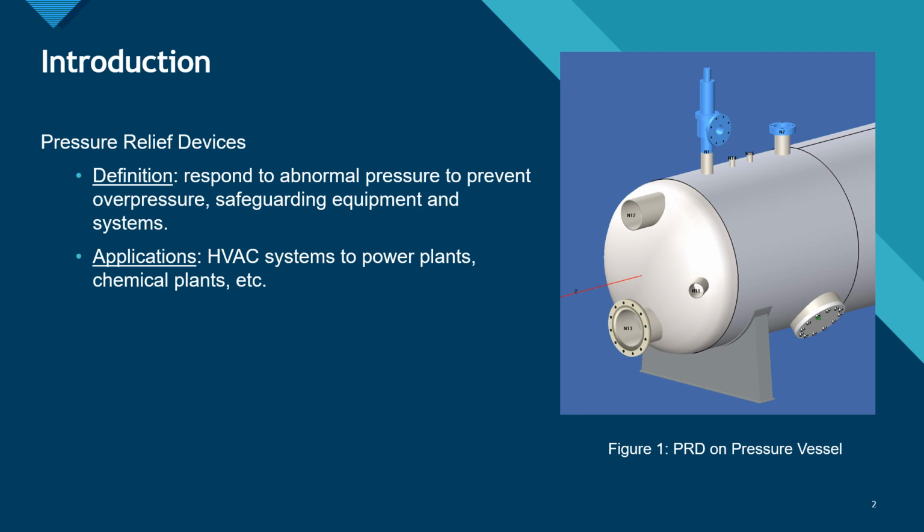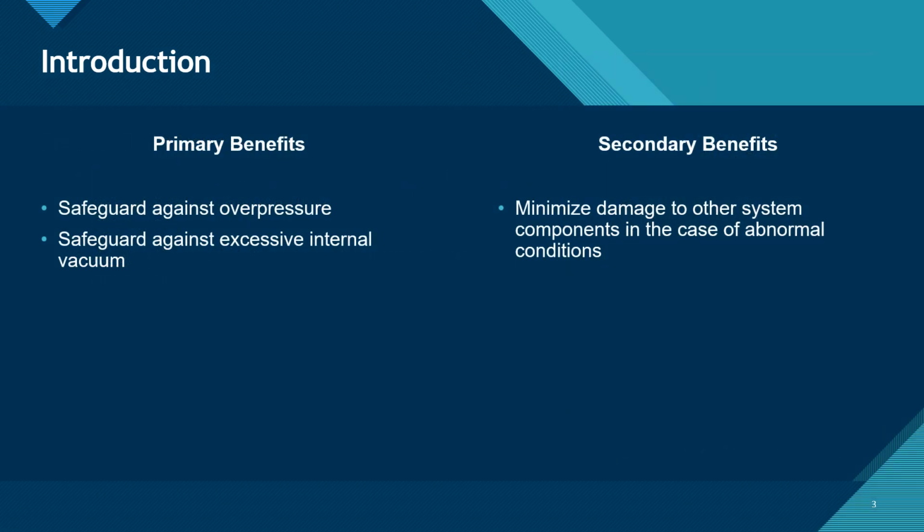By definition, pressure relief devices respond to abnormal pressure to prevent overpressure, which safeguards equipment and systems. Applications for pressure relief devices include HVAC systems, all the way to power plants, chemical plants, and other applications. With these devices, there are both primary and secondary benefits. Primary benefits of pressure relief devices are that they safeguard against overpressure and safeguard against internal vacuum. The secondary benefits are that it minimizes damage to other system components in the case of abnormal conditions.